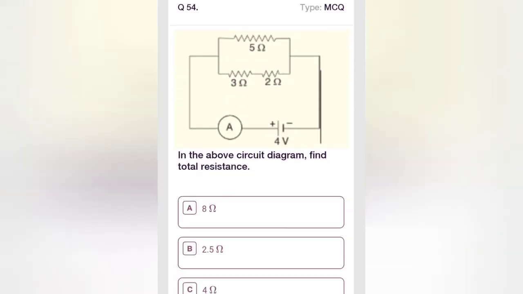In the above circuit, find the total resistance. Here these two are in series, so 3 plus 2 is 5 ohm. So 5 ohm in parallel with 5 ohm is going to be half of the value, 2.5. 2.5 is the correct answer, option B.